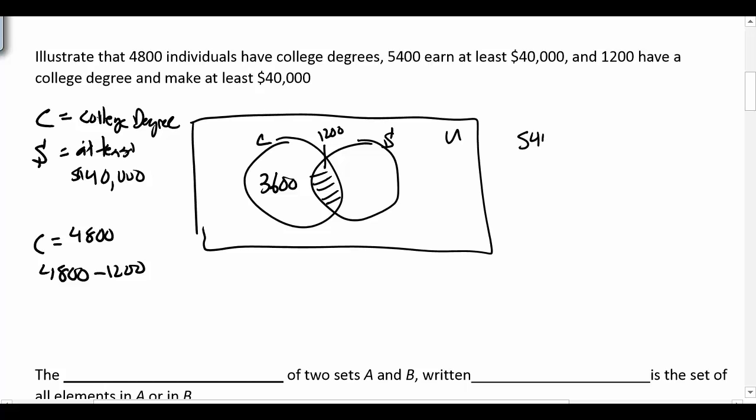Likewise, I know there are 5,400 students who make more than 40,000. So if I subtract off the 1,200 that I already know about, I get 4,200, and so that's right there. That means there's 4,200 students that don't have a college degree that are making at least 40,000.